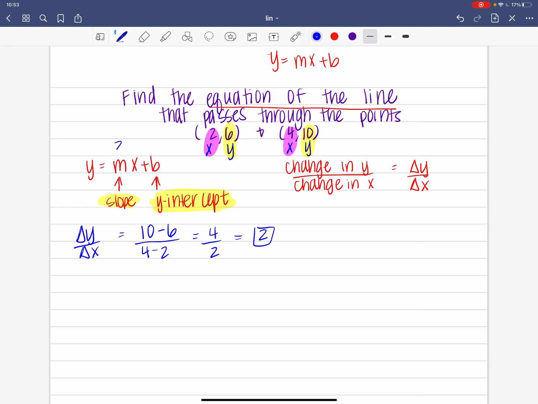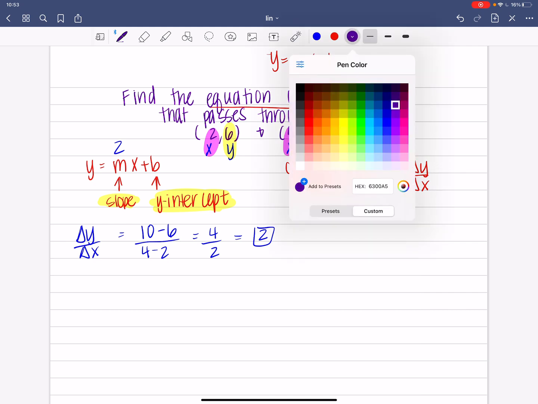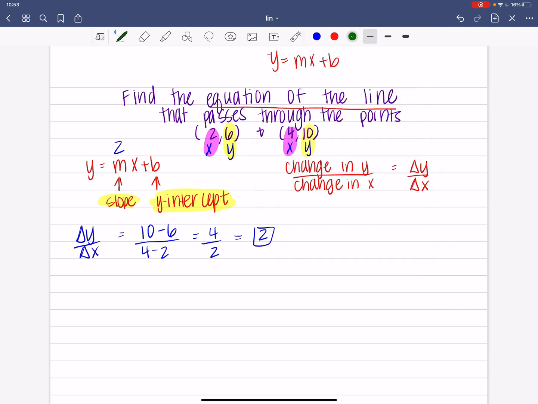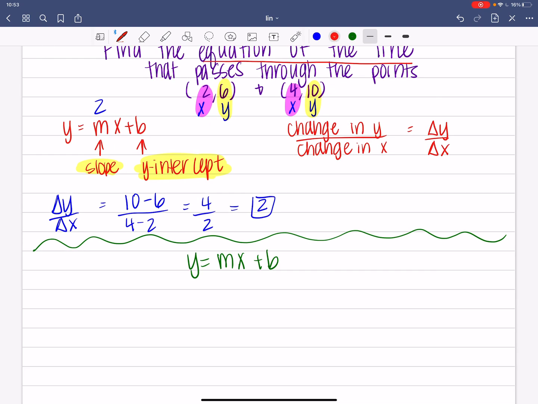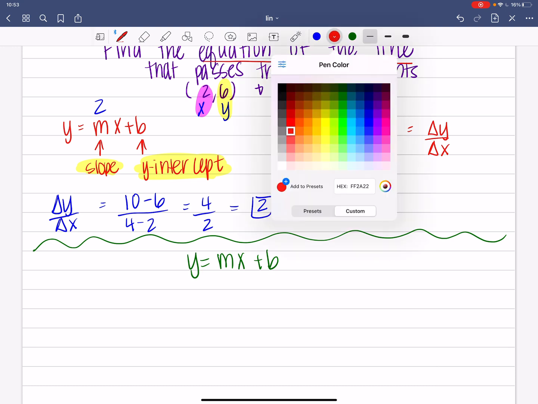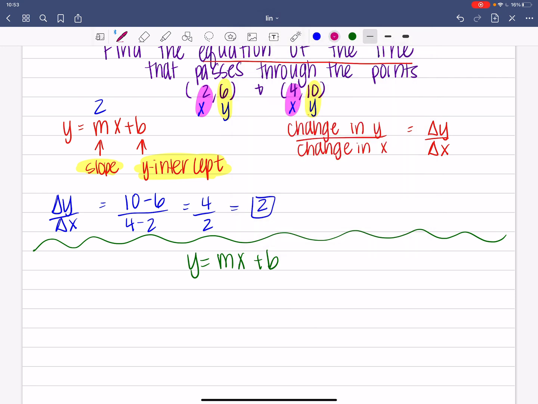So I've got the m part, I've got slope, but remember I need a y-intercept now. What I'm going to do is use what I know and the information they have given me. I'm going to take my equation, y equals mx plus b, and draw a little line so you know I'm starting a new step of the problem. We're going to fill in what we know. I'm going to get a different color. We know that slope is 2. We know that slope is m, so instead of m, now I can write 2 because I know that information.